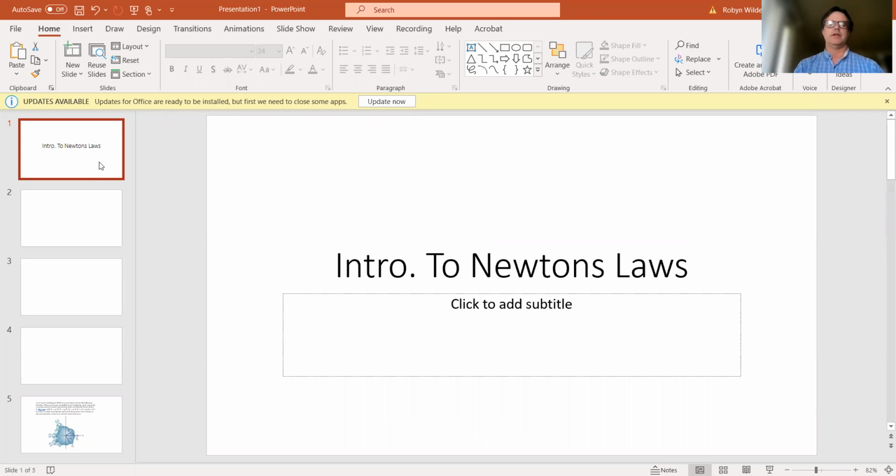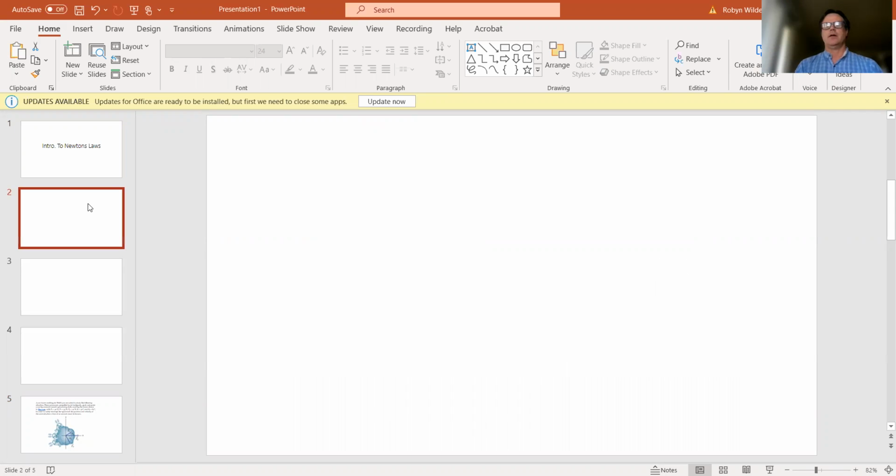Probably a lot of you have seen this at some point in the past, but the goal here is that we're going to go into chapters 5 and 6 of the textbook. We'll first introduce the laws and then consistently use them and apply them to different forces and different situations in chapters 5 and 6. So for today, I just want to talk about what the laws say. So, Newton's laws.